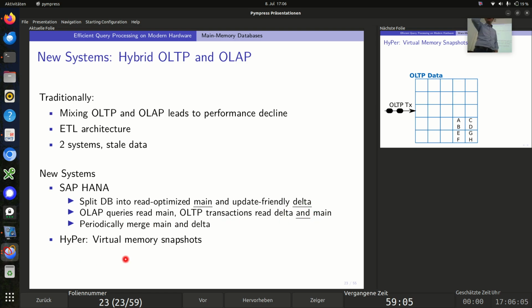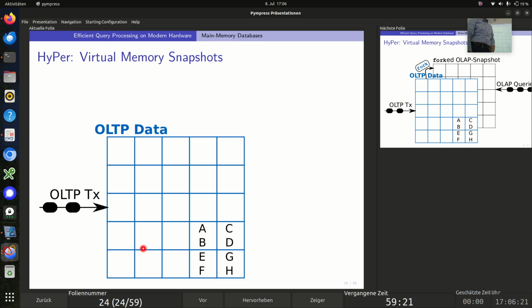And Hyper instead did a fork, so they had virtual memory snapshots. They forked the whole pages, and therefore they created new entries only on demand. So basically that's the idea of forking.